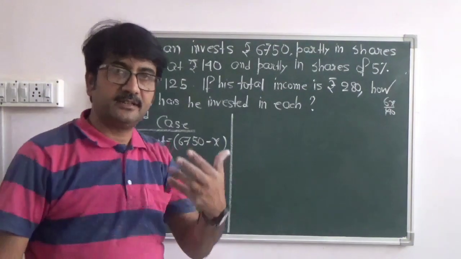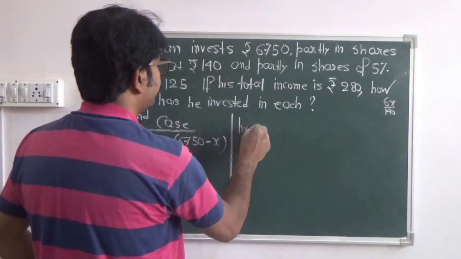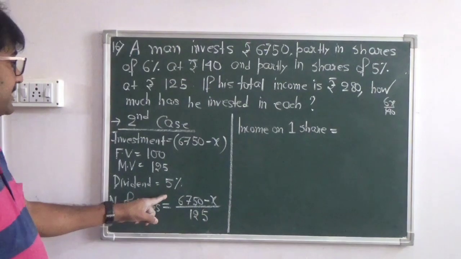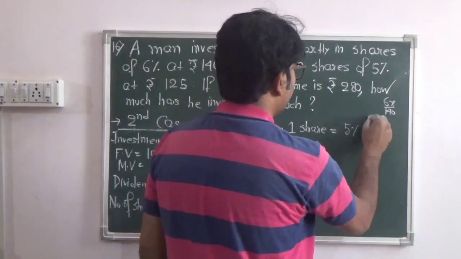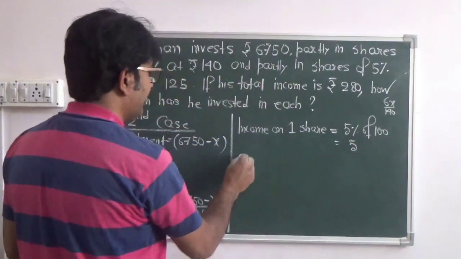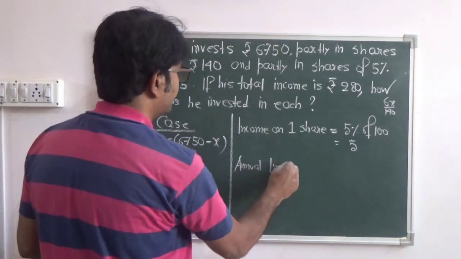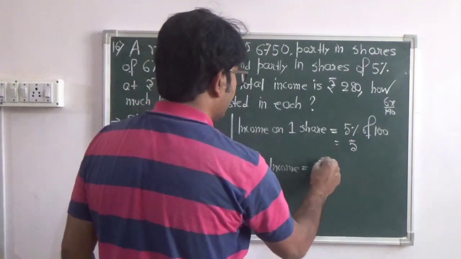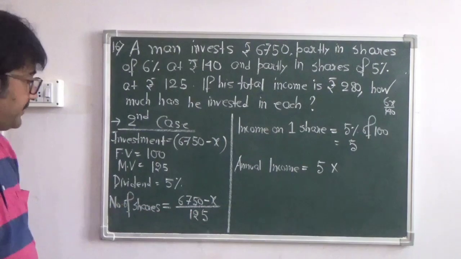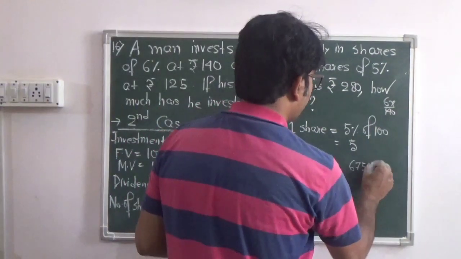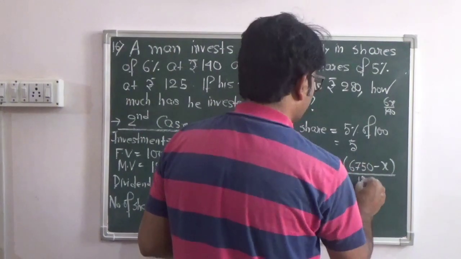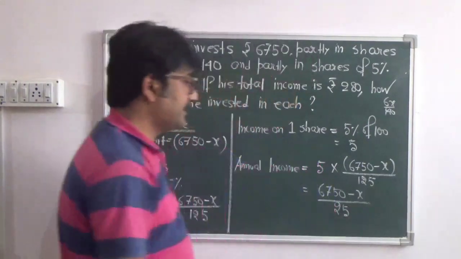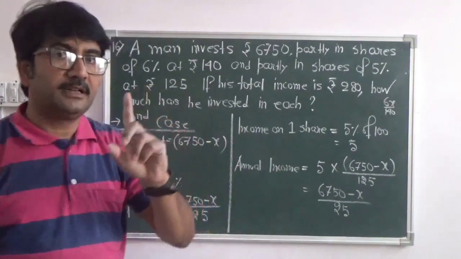Now you find the income on one share and then the annual income. So income on one share is 5% of the face value. That is 5% of 100, and that is rupees 5. So annual income is income on one share multiplied by the total number of shares. What is the income on one share? Rupees 5 multiplied by the total number of shares, which is (6750 minus X) by 125. So that is equal to (6750 minus X) by 25.